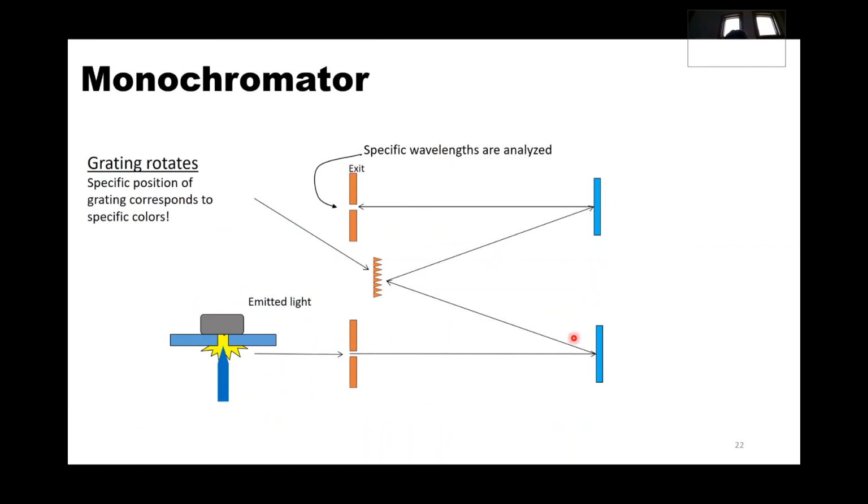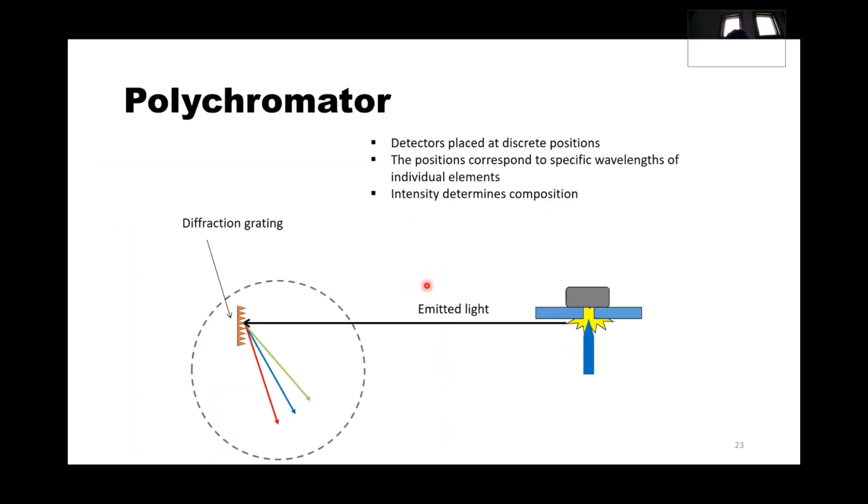You really only get one color at a time. So the analysis might be a little bit longer on these portable systems, because you have to wait for it to move across the whole spectrum and then figure out which light had the most intensity. Whereas with a polychromator, you're seeing all the light at the same time, so a polychromator would probably give you faster analytical results.